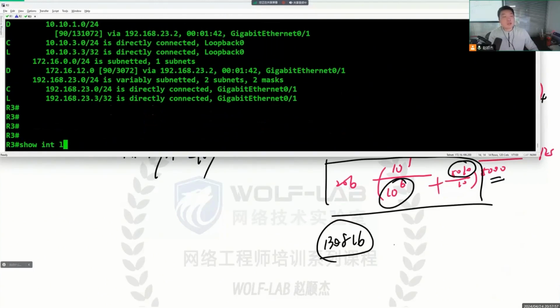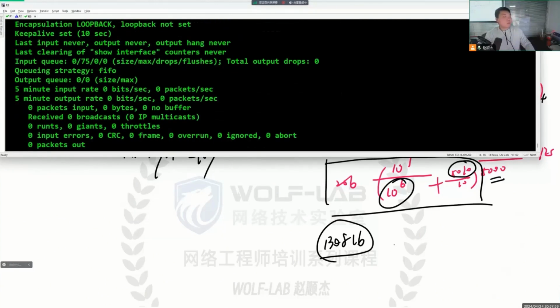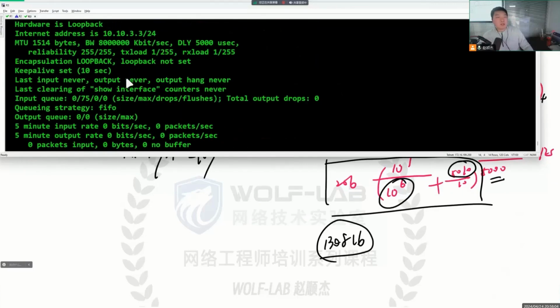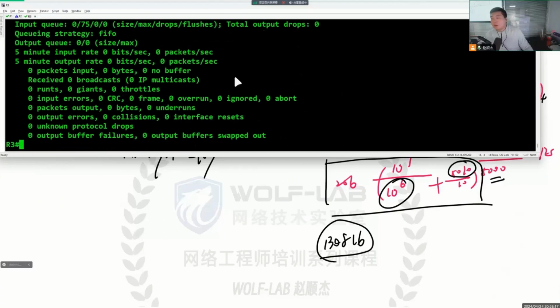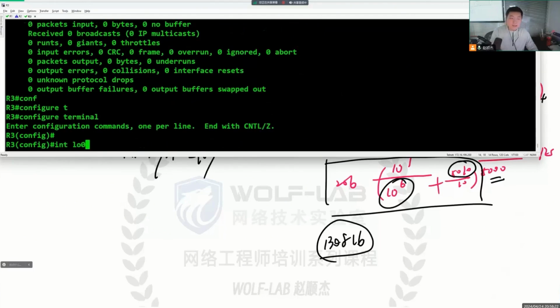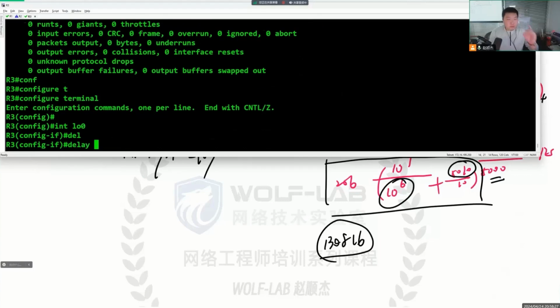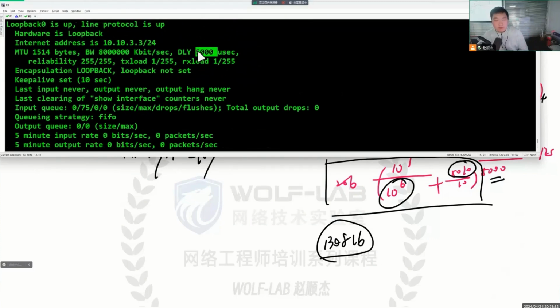We can change it, like we come to R3 here. The loopback 0 interface itself does not need to be connected to any device. Loopback 0 interface in our work is only used for testing, or for letting us establish neighbor relationships, or rather, the selection of the router ID. There's no need to connect to any data link. Our delay is 5000 microseconds. We can make an adjustment, for instance, interface loopback 0. We can change the delay.